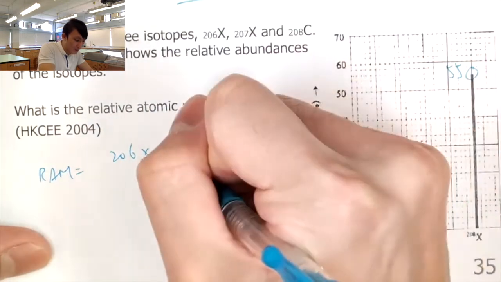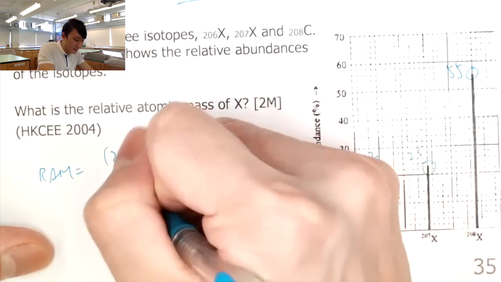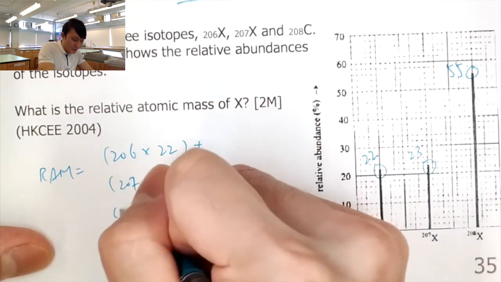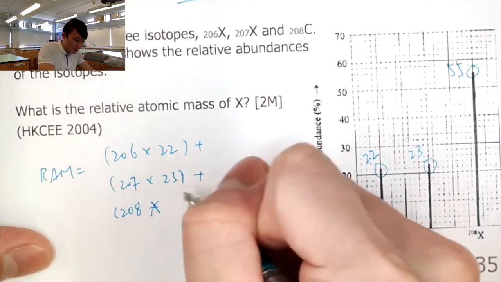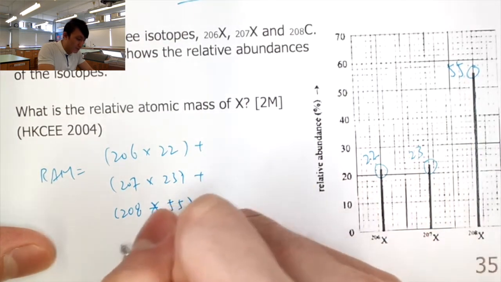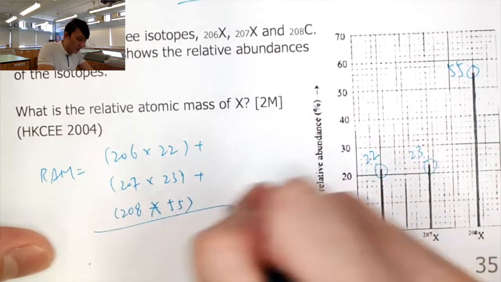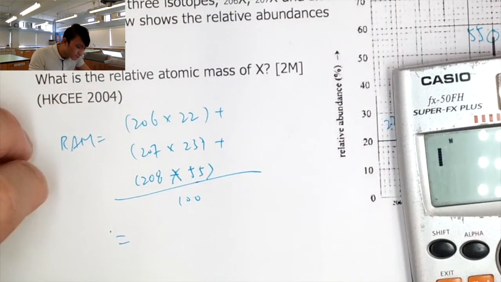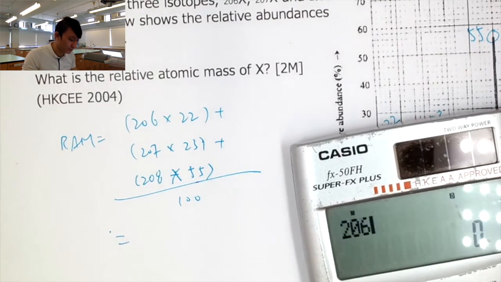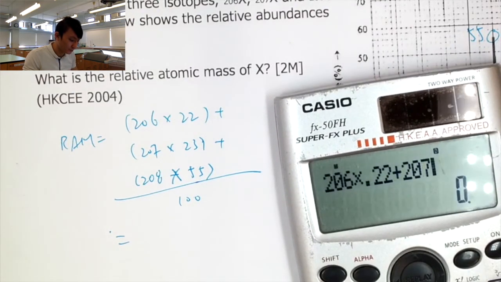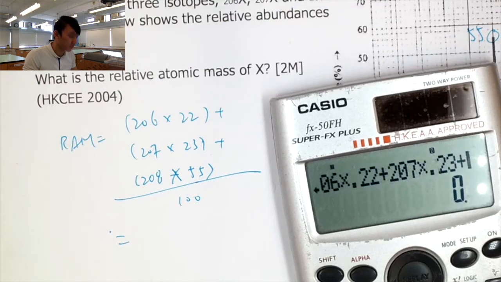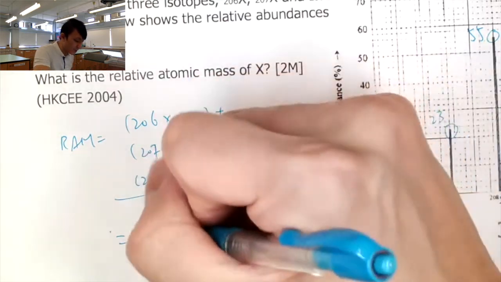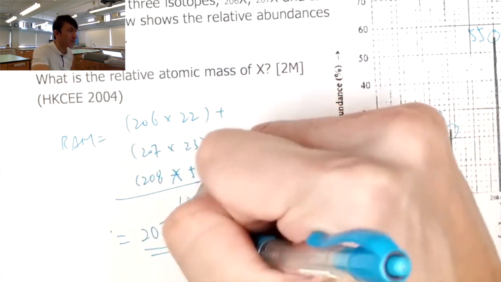Then you can simply do the similar calculation. 206 times 22 plus 207 times 23 plus 208 times 55. Okay? Divided by 100. So you got 207.3. Okay?